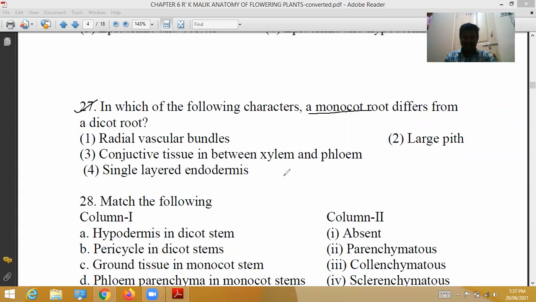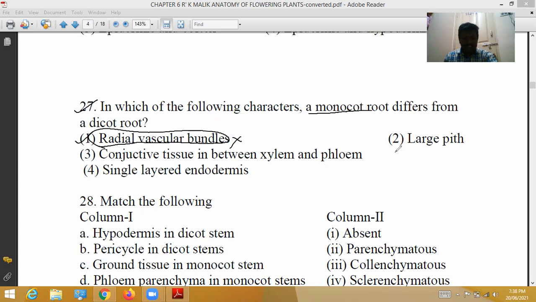Which of the aspects? Let us see. First one is radial vascular bundles. Generally, vascular bundles are of three types: radial, conjoint, and concentric. First, radial vascular bundles: xylem and phloem are present on different radii, alternating with each other. The bundles are separated by parenchymatous tissue. These are present in both monocot root and dicot root. So option 1 is the wrong option.